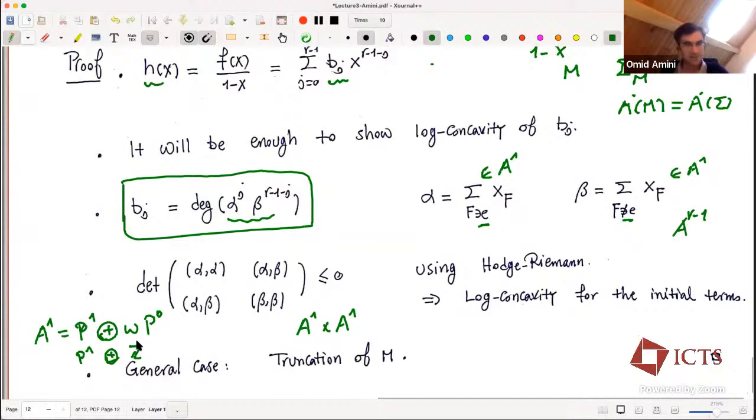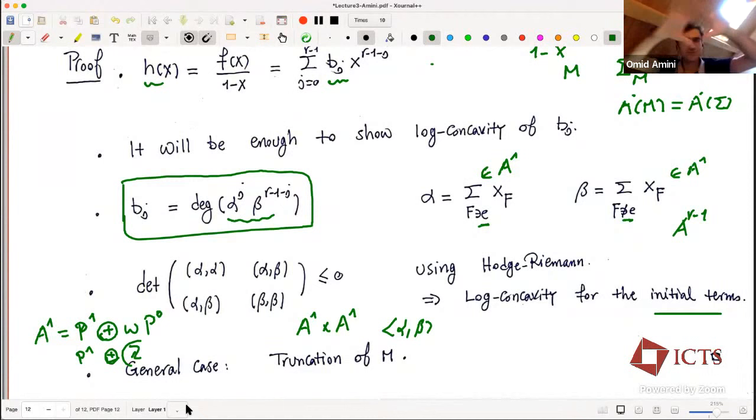So because alpha is convex, you prove that this determinant is just the restriction of the pairing. It's the matrix of the restriction of the pairing on the subspace of A1 generated by alpha and beta. So this is negative. And using this property, this is exactly the log concavity for the initial terms, so for the first initial terms among the coefficients. And in the general case, you know, you're working with a geometric lattice associated to a matroid.